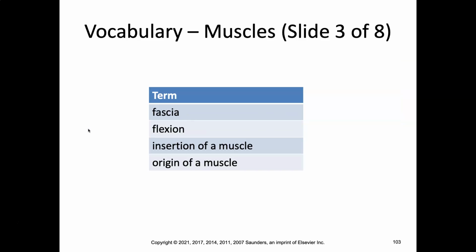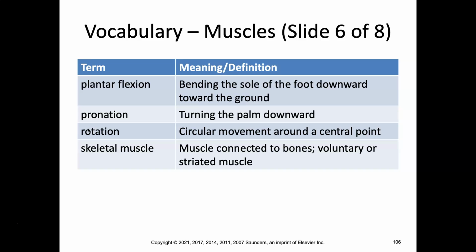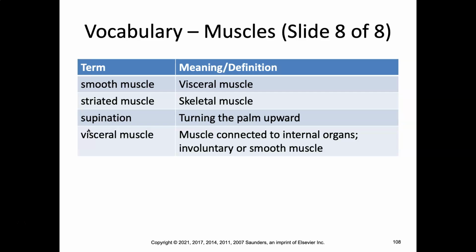Dorsiflexion and extension, fascia, flexion, insertion of a muscle, origin of a muscle. An origin of a muscle is not that it grew, okay? It's not where it started. It is where it's connected. So make sure that you know for insertion and origin, make sure you understand how those are connected and what they do. Plantar flexion, pronation, rotation, skeletal muscle. Smooth muscle, striated muscle, supination, visceral muscle.